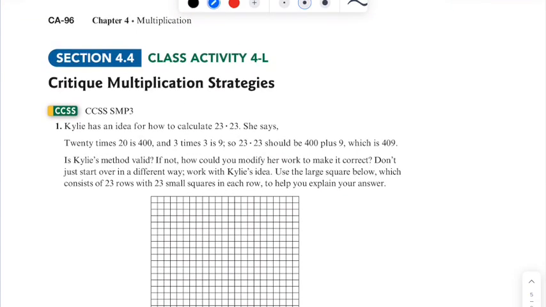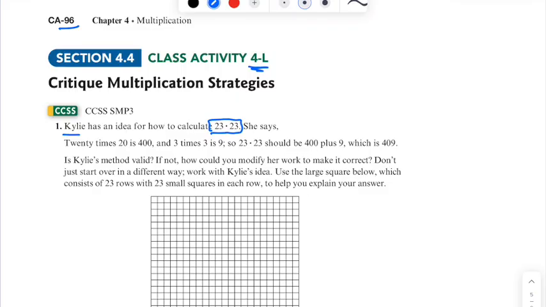The last activity we're going to look at today is class activity 4L on page 96 of your activity manual. This is where students are going to try to use the distributive, associative, and commutative properties, all the properties we've discussed so far, to calculate some multiplication problems. Here Kylie has an idea of how to calculate 23 times 23.